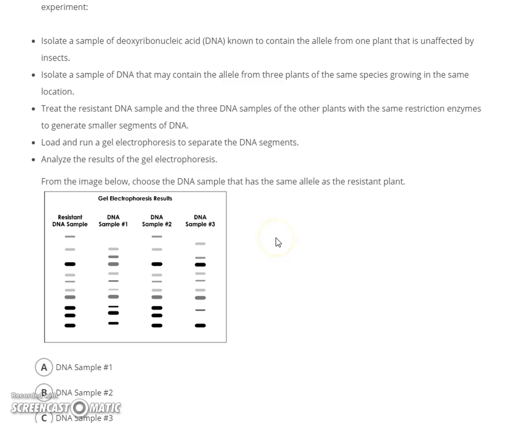For electrophoresis, the key is that if we're looking at the same gene with the same allele, we should see a matching set of bands. So DNA sample number 2 has a matching set of bands as our resistant one. It's probably got the same gene, and that's how we pick that one. The other two seem different. They probably do not have this gene.